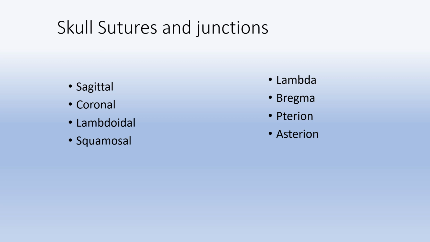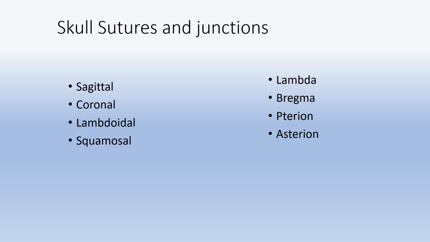Okay. You can't really palpate the junctions of the sutures. Maybe the bregma is palpable, but the rest of them, you don't really notice them. If you got a skull model, you'll see them, but you won't really palpate them on a patient. You just kind of have to figure out where they are.